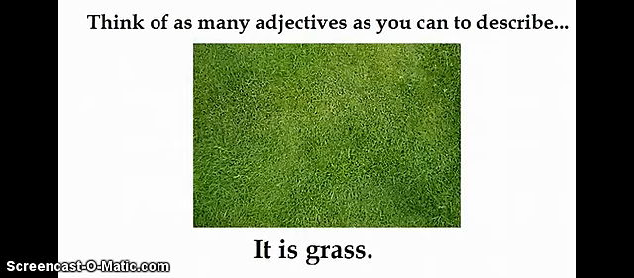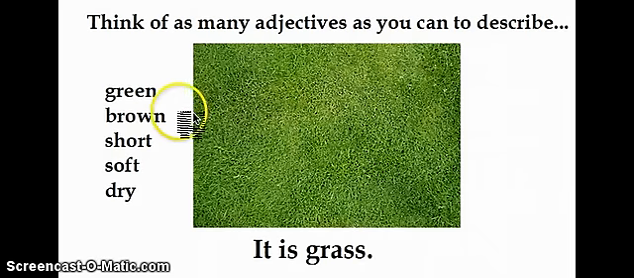Another example would be grass. Again, just pause the video real quick, write down 4 or 5 things that you could use to describe grass. So I came up with a few. Grass can be green, it can be brown if it's dead. Grass can be short. Grass can be soft, like on a baseball field or a golf course. Grass can be dry if it needs water. Again, those are all words that describe grass, so those would all be adjectives.